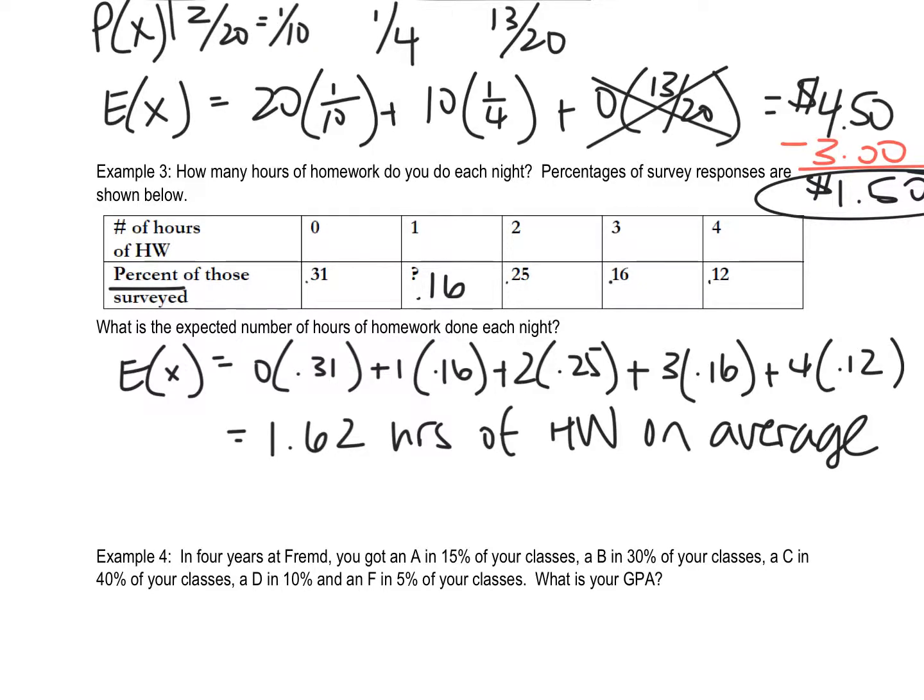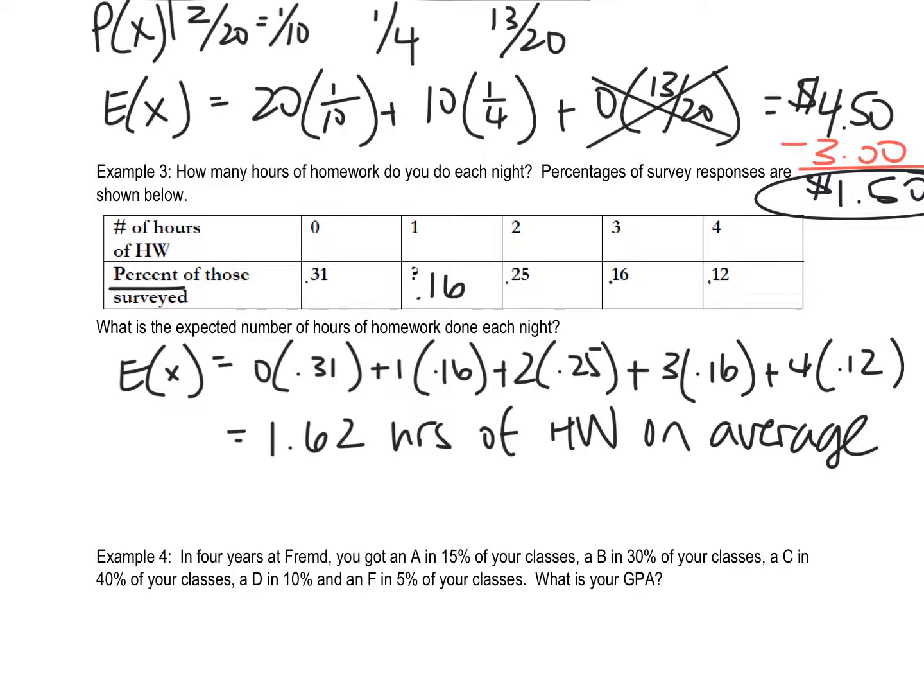And so here's what the work looks like for the formula. I took my 0 times 0.31. Yes, that just gives you 0. 1 times 0.16 all the way down and added them all up. That means that if I randomly selected one person, I would expect their answer to be somewhere between 1 and 2 hours of homework on average.